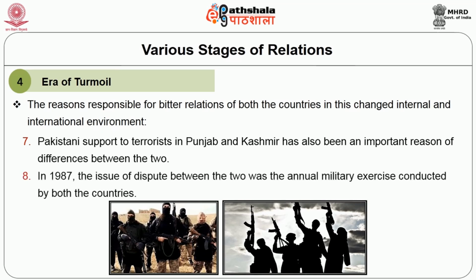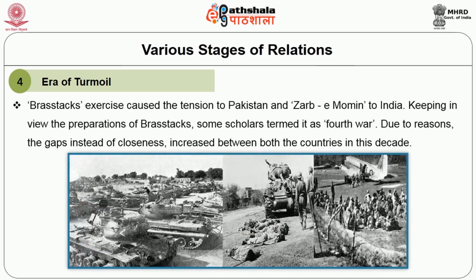Pakistani support to terrorists in Punjab and Kashmir has also been an important reason for differences between the two. In 1987, the issue of dispute between the two was the annual military exercise conducted by both countries. The Brass Tacks exercise caused tension to Pakistan and Zarb-e-Momin to India. Keeping in view the preparations of Brass Tacks, some scholars termed it the Fourth War. Due to the above reasons, the gaps instead of closeness increased between both countries in this decade.